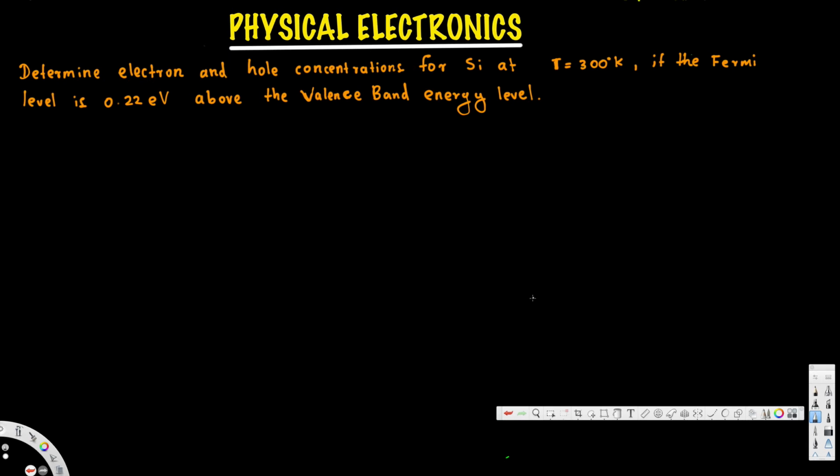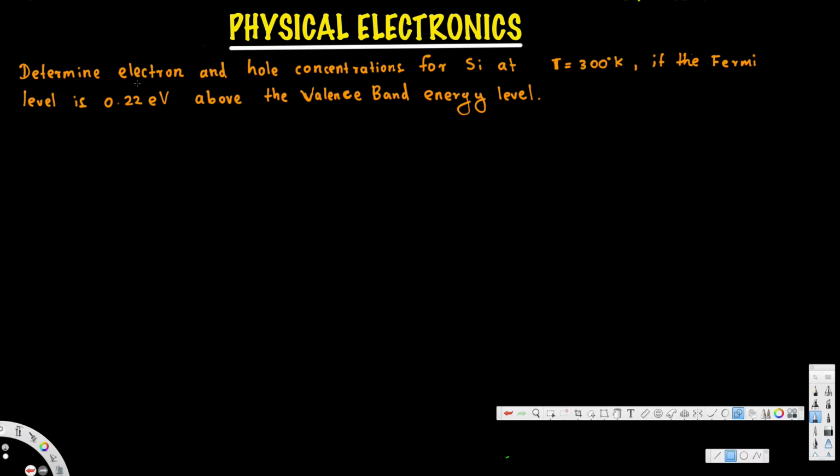Let's look at this problem right here. This question is asking: determine electron and hole concentration for silicon at T equal to 300 degrees Kelvin if the Fermi level is 0.22 electron volts above the valence band energy level. Okay, now let's look at this one through a diagram.